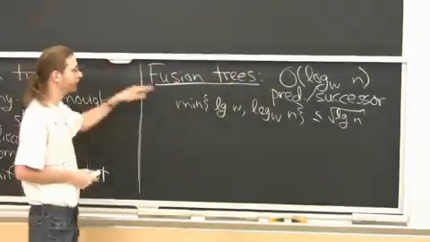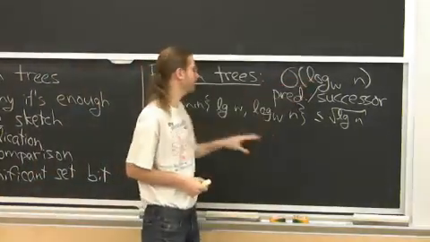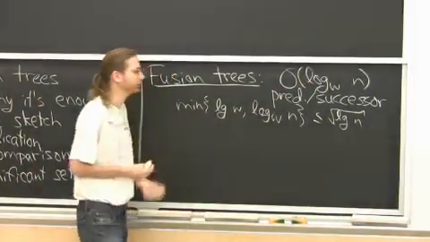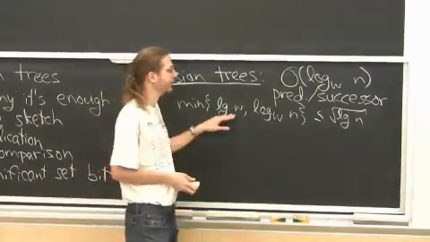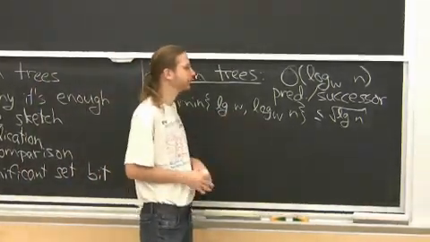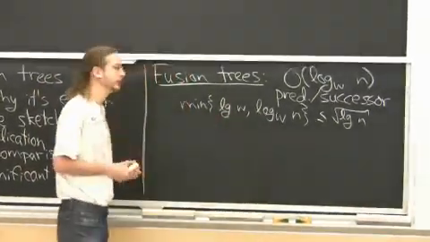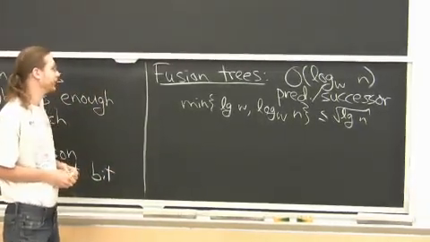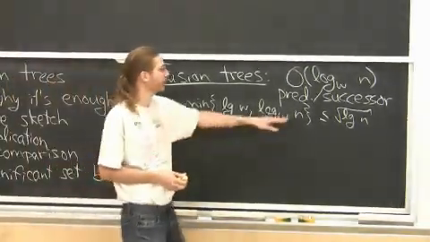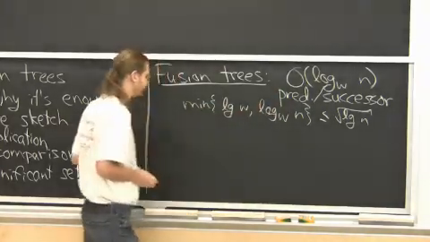So fusion trees are great when W is big. Van Emde Boas was good when W was smallish, like polylog n. Van Emde Boas is optimal there. Here we're thinking about W being closer to n, or maybe n to the epsilon or something. Then we get constant time if it's n to the epsilon.